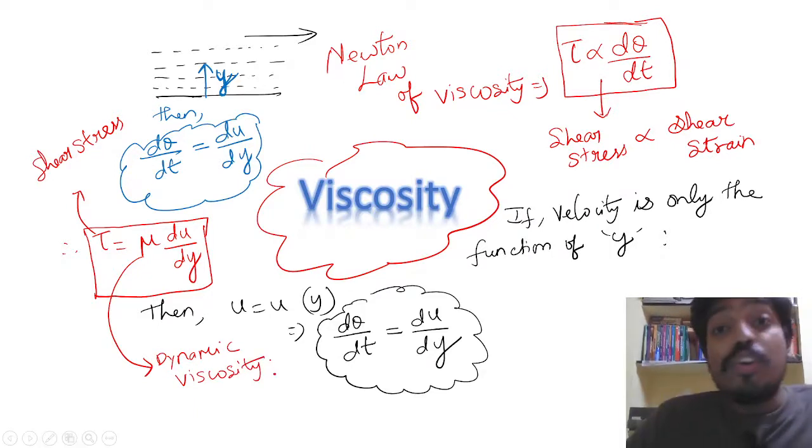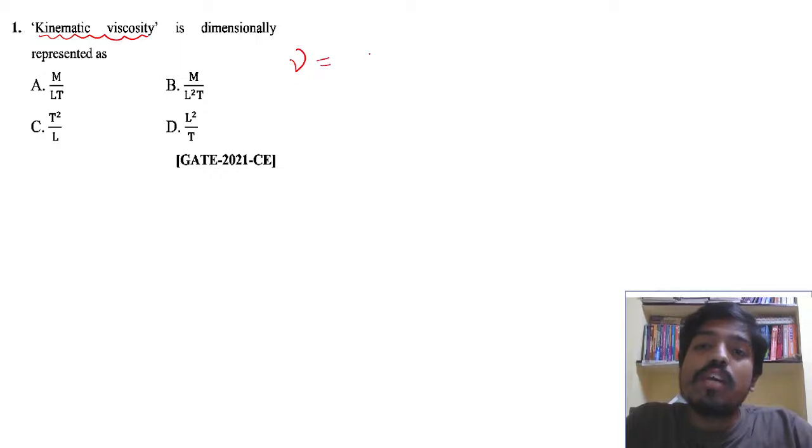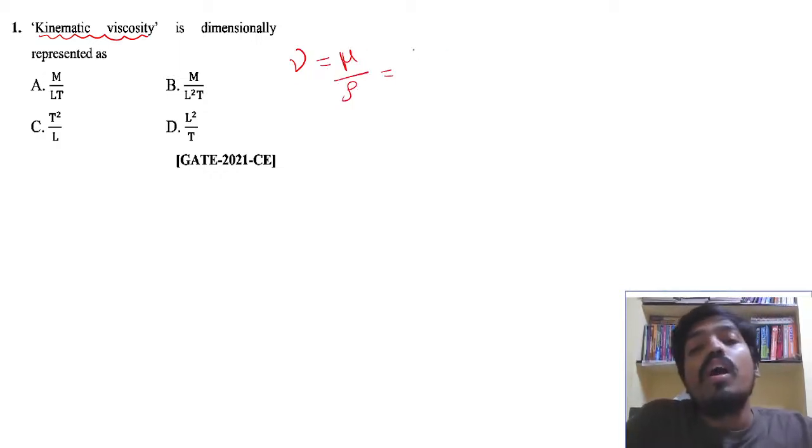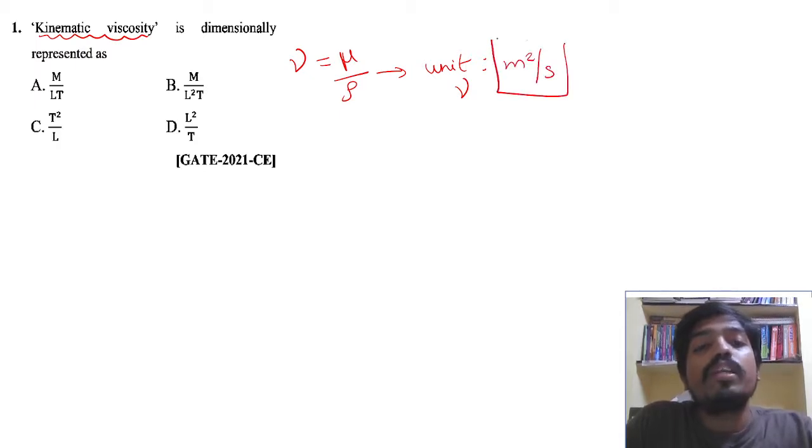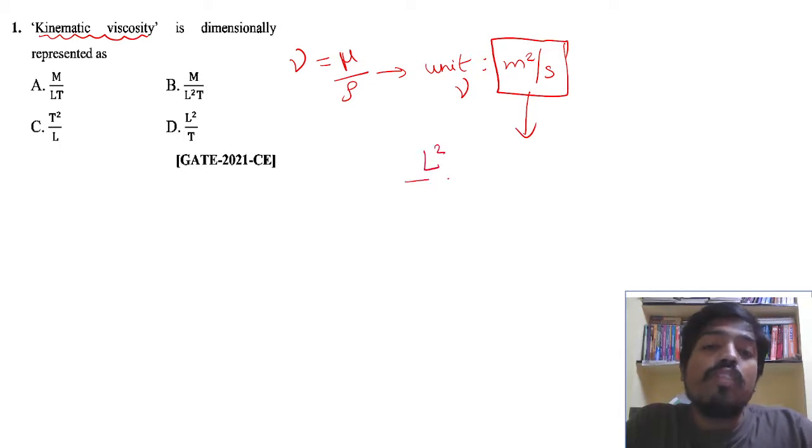Now we go to the problems. They are giving kinematic viscosity. Nu is equal to dynamic viscosity by density. What is the unit of kinematic viscosity? Meter square per second. So the dimension is L square by T.